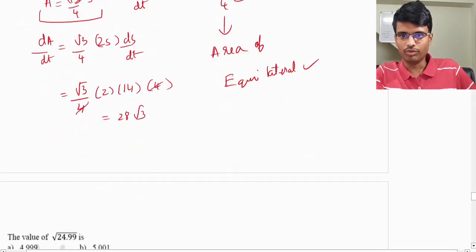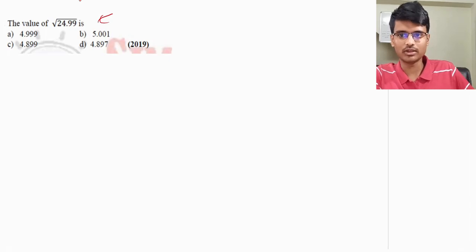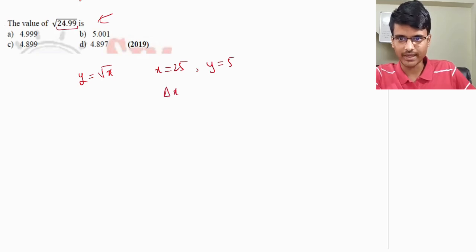Okay, moving on. So this is a direct question they are asking us. Simple direct question. Root of 24.99. So how do you do this type of questions? First, we need to find a function. So y equal to root x fits. So we will find a point very close to 24.99. We can take x equal to 25. It is a closer point, right? At this point, what is my y? Y is 5. What is my delta x? My delta x, because 24.99 is less.